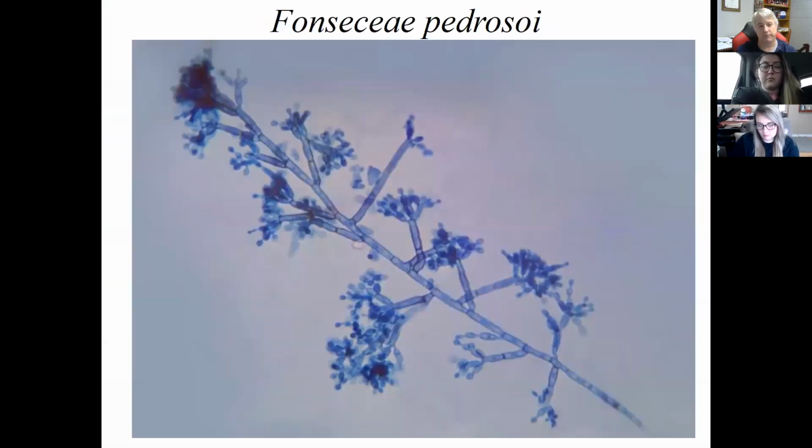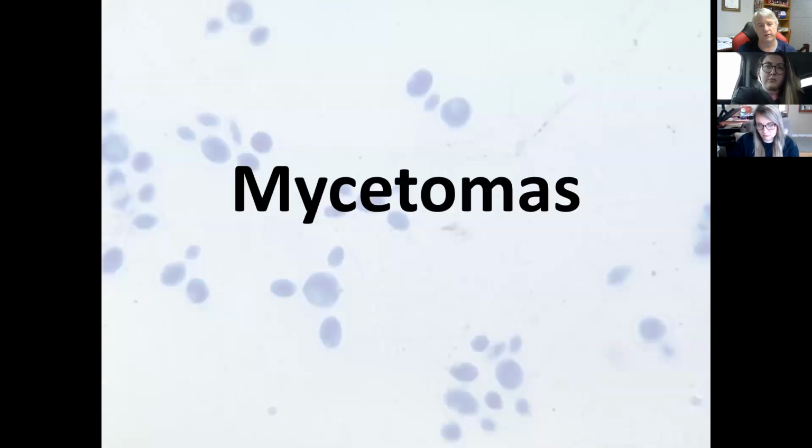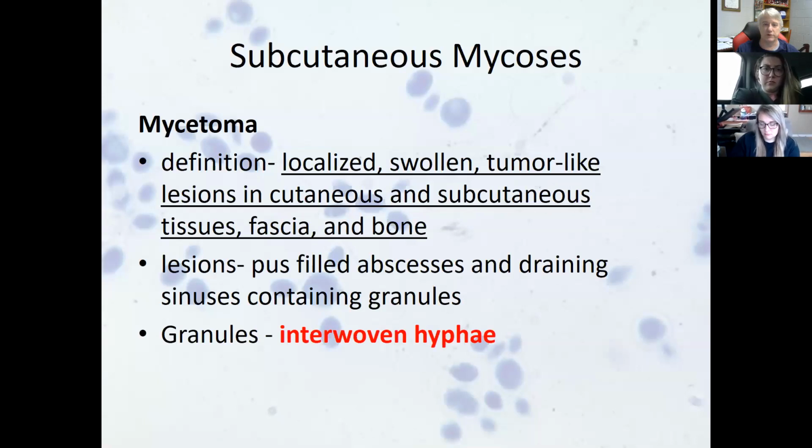So those lead us into the mycetomas. We started with chromoblastomycosis, and now we're going to mycetomas. These are local, so going from subcutaneous, we're kind of working our way inward, if you want to think of it that way. The mycetoma: a localized swollen, tumor-like lesion. So not just this wart-like external subcutaneous thing. Cutaneous and subcutaneous, going into the tissues, the fascia, and even to the bone.